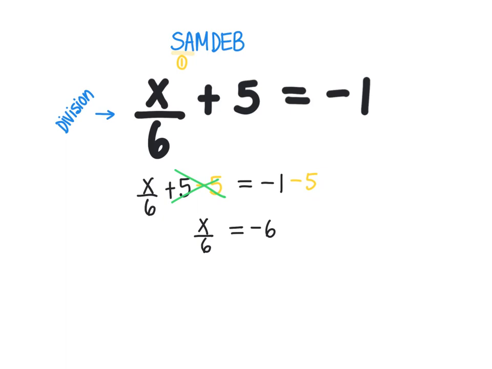To do the opposite of dividing, we'll have to multiply. So we'll multiply both sides by 6. This will give us x on the left-hand side and negative 36 on the right-hand side. So x is equal to negative 36 in this equation.